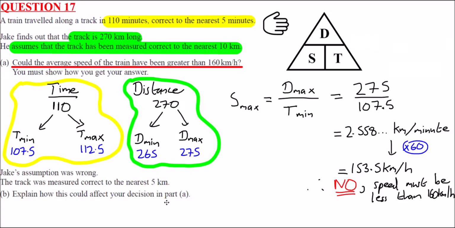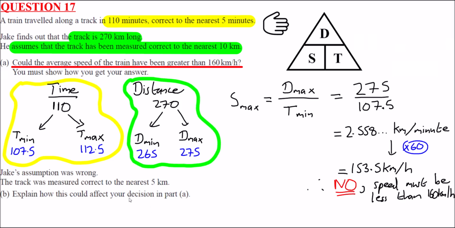Well, if it were measured to the nearest 5 kilometers, then all that would be saying is that the maximum distance on the track would be 272.5, which would be even less distance. So then the maximum speed would have been actually even less, because the maximum distance would then be 272.5, not 275. So if the bounds were different, that would actually decrease the maximum distance, therefore decreasing the speed.